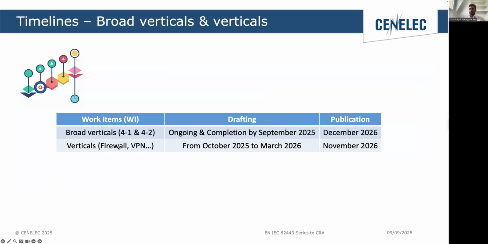So these are the deadlines. For the broad verticals 4-1 and 4-2, the A11 documents are ongoing, with completion by September 2025, and we will do all the initial drafts. Publication is planned for December 2026. Next, based on this, we have to derive the verticals, like firewall, VPN, SCM, network management. This will start soon after the first draft, from October 2025 to March 2026. It's the drafting process, and it should officially be published by November 2026. We are trying hard to achieve this date.